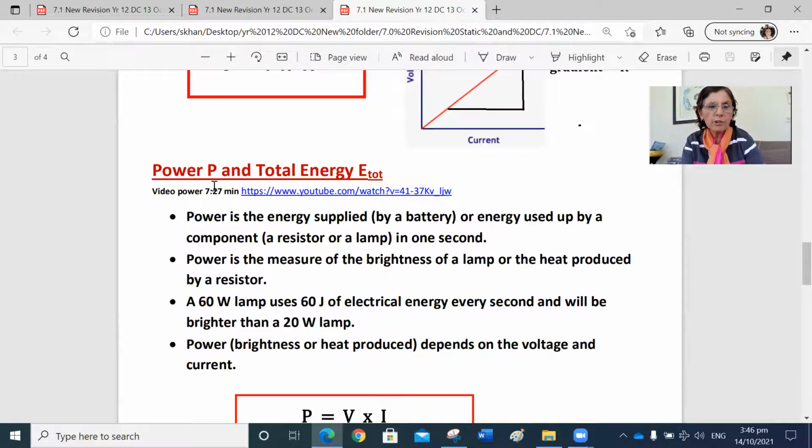So in general, what we are saying is that power, or the power rating, is quite often written on your TV set or your electric stove or your light bulbs. And what it means is how much energy is used up by that particular lamp or resistor in 1 second. In the case of a resistor, it will be the measure of the heat produced, whereas in the case of a lamp, it's the measure of the brightness.